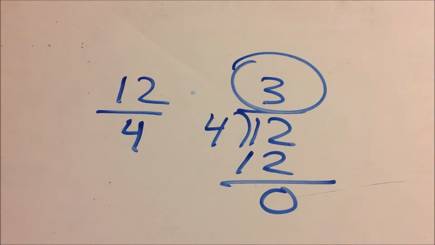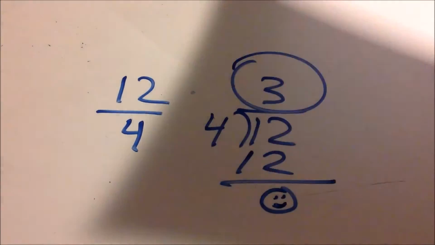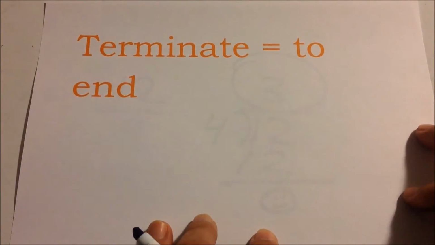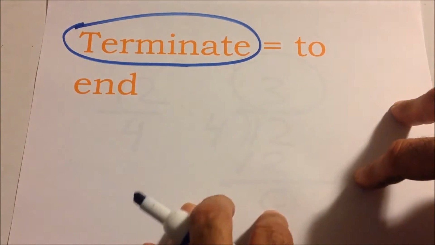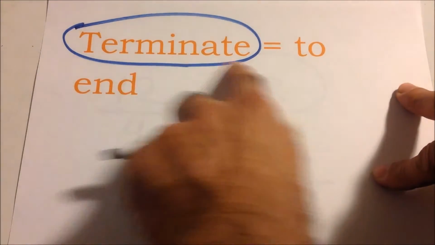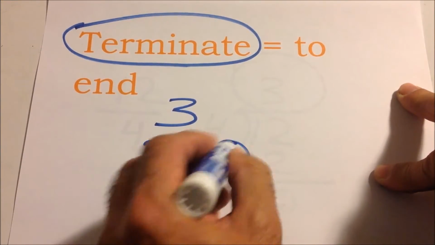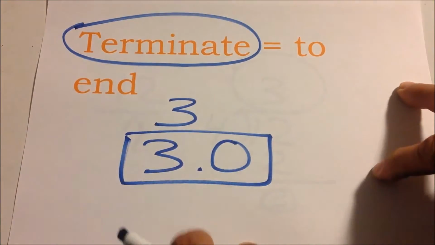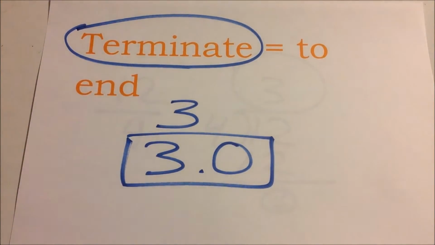So when you get a 0 down here, right there, there's our 0. Put a little happy face. That means that it ended. We'll use this word when the answer ended: it terminated. So 3 is 3.0. You can use either one, 3 or 3.0. It doesn't matter.